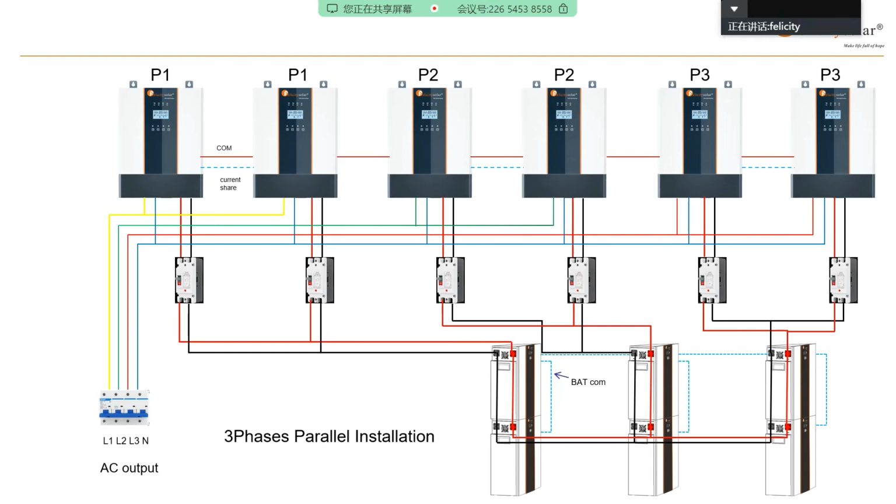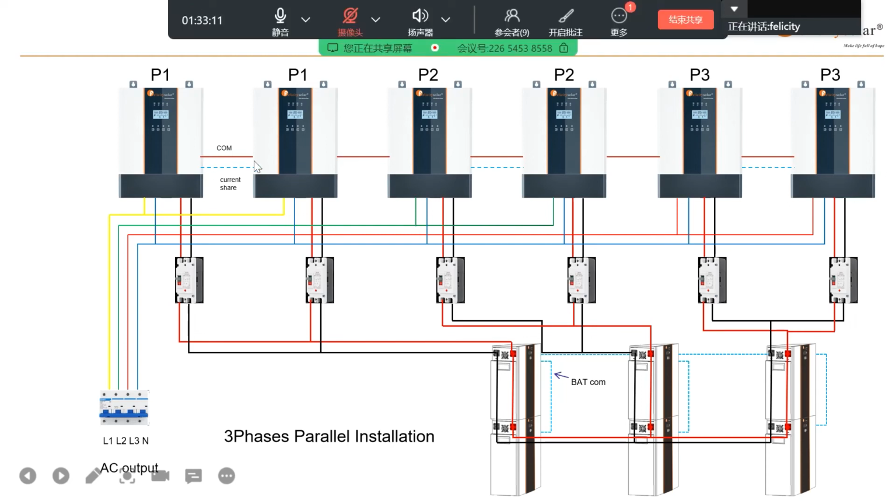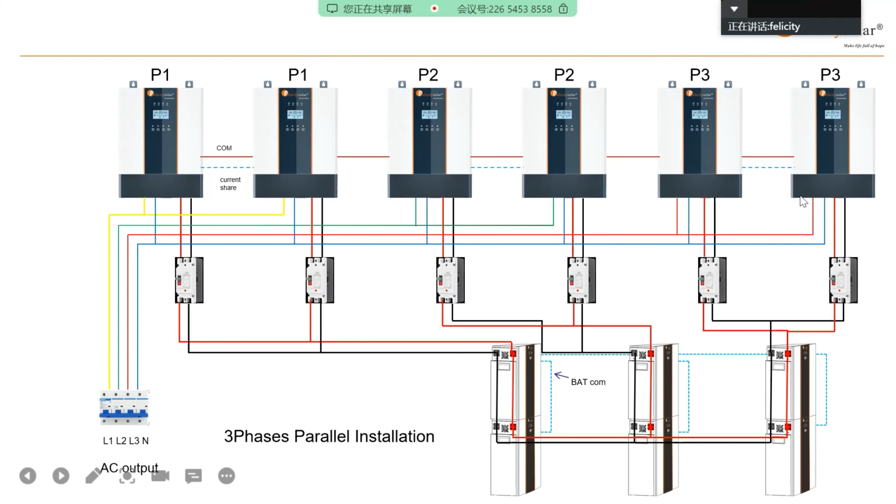How do you do the parallel connection? You can see here this red one is COM. COM means the communication cable, and this is current sharing. You can see here that between P1 and P2 there's no current sharing cable. Only the same phase, P1, P2, P3, has the current sharing. But all these inverters must have the communication cable. Pay attention to this part.